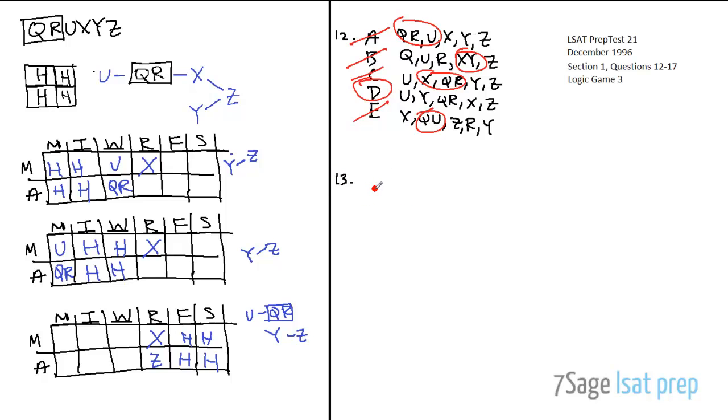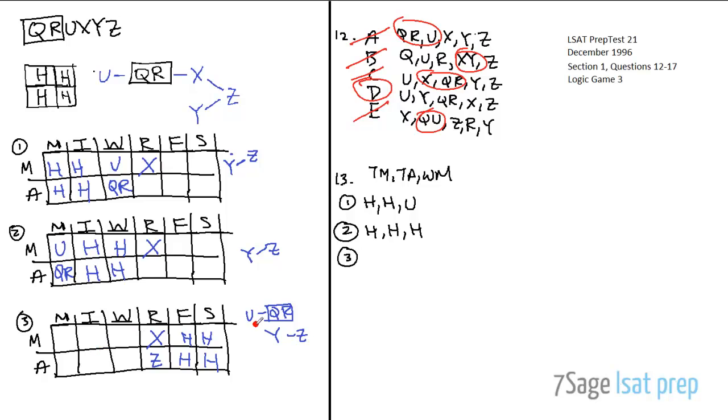How about 13? Which of the following is acceptable as a complete schedule of witnesses for Tuesday morning, Tuesday afternoon, and Wednesday morning, respectively? So before we even talk about this, let's just actually look. In this first case, let's number these 1, 2, and 3. In the first case, Tuesday morning is hostile, Tuesday afternoon is hostile, Wednesday morning is U. In the second case, Tuesday morning is hostile, Wednesday morning is hostile, or Tuesday afternoon is hostile, Wednesday morning also hostile. The third one is pretty much whatever. All we need is that U has to come before QR and Y has to come before Z. So it's just 3 blank slots, right?